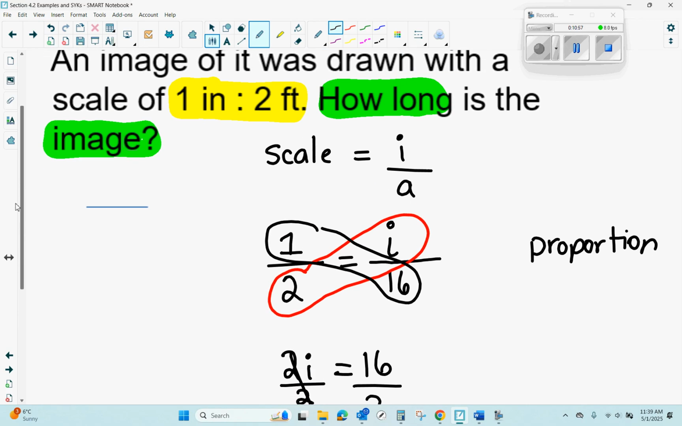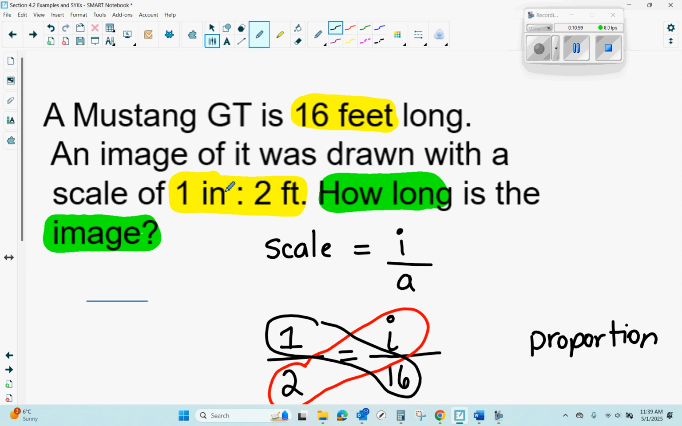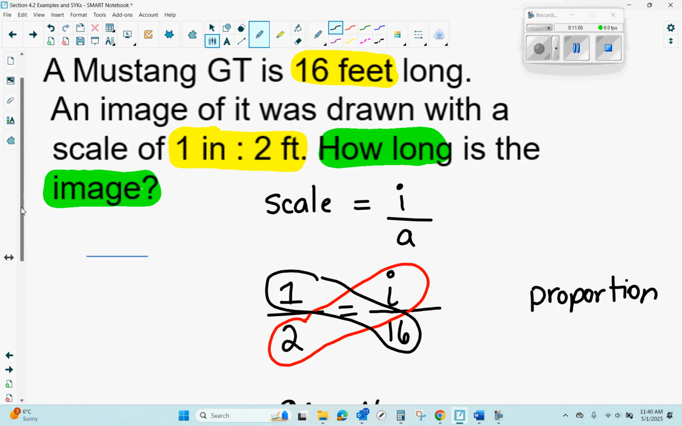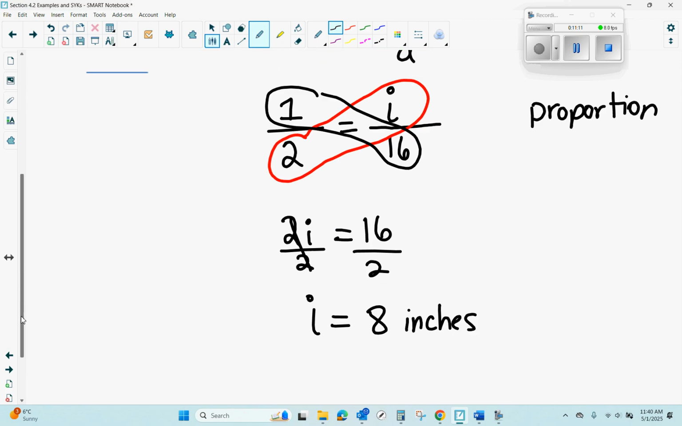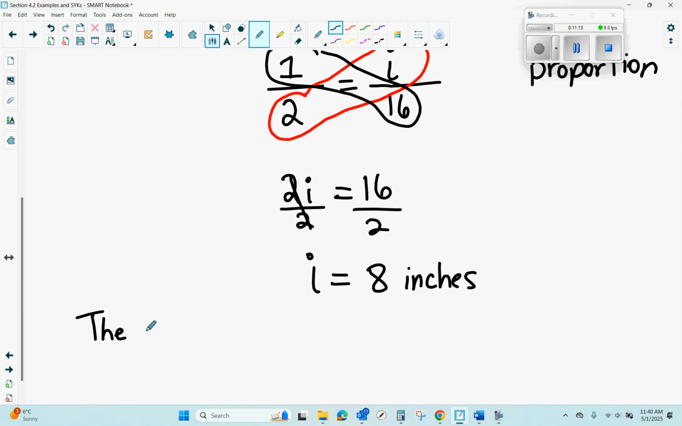How long is the image? The image dimensions were inches. The actual car dimensions were in feet, but the image is in inches. Okay, and then a little sentence. So the image is 8 inches long.